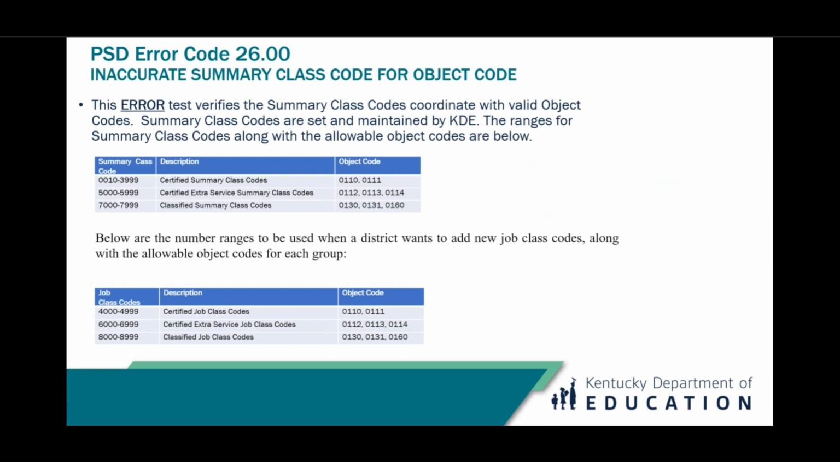So you've created your new job class code, you've tied it to a valid summary class code. You're going to use the 4000 to 4999 range for object codes 0110 and 11. So if you have a summary class code, to give you an example, 0010 to 3999, and you're creating a job class code, you've got to use that 4000 range. If you're at the summary class codes 5000 to 5999, you've got to use the 6000 range. 7000 to 7999, the 8000 range. So when you create a job class code, those are the ranges that you want to use and the object codes that you would use with them.